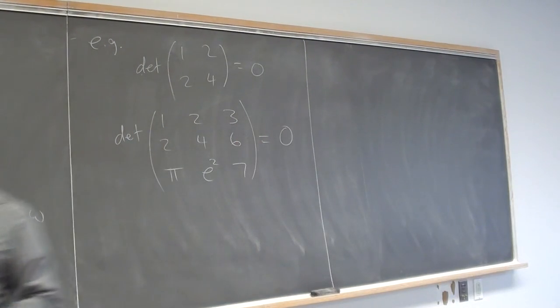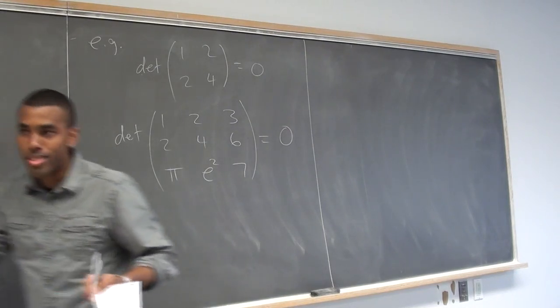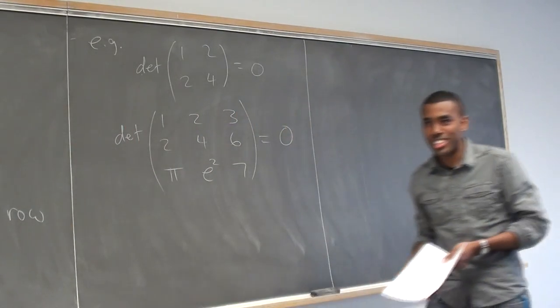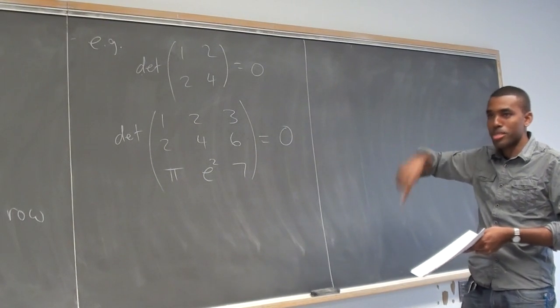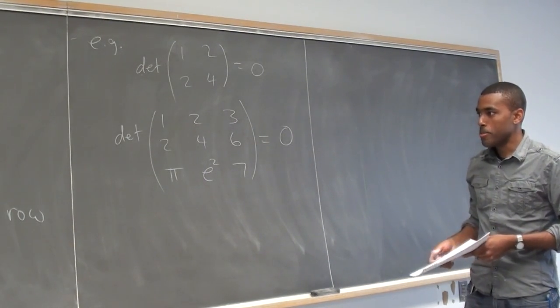What was property 1? Property 1 is just the identity. Oh, okay. Determinant of identity is 1. Right? Sort of obvious, but we're going to list it anyway. Because it's a diagonal matrix, you just multiply along the diagonal and you get 1.